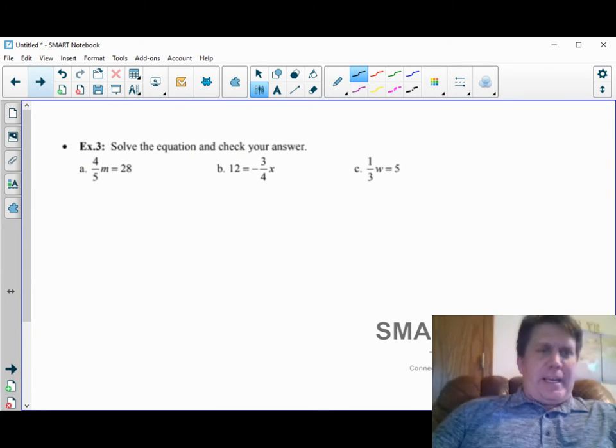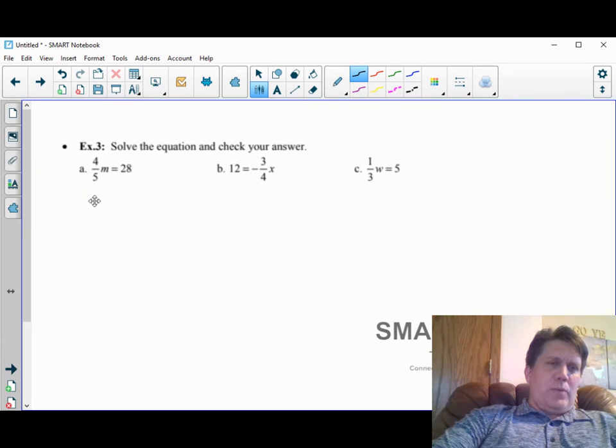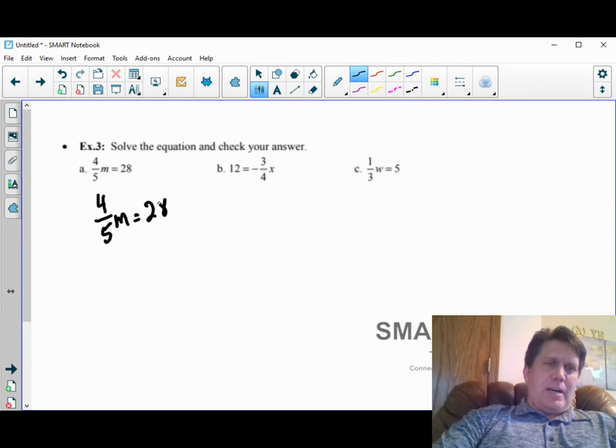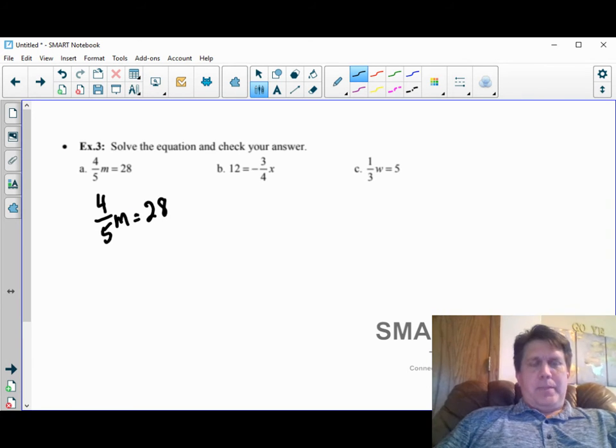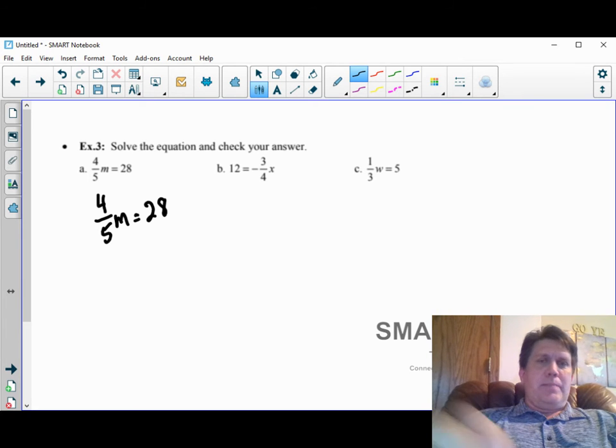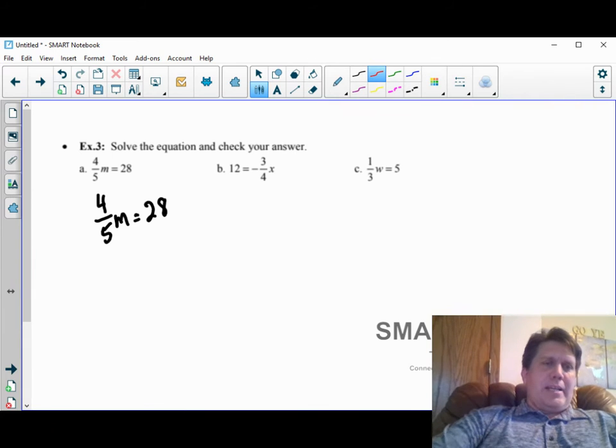Okay, example 3. Now this one, when there are fractions, this one is 4 over 5m equals 28. There's a couple ways you can do this one. Okay, I'm going to show you the fastest way first. This may be the way you want to do it. So I'm going to do this one in red, and then I'll back up.